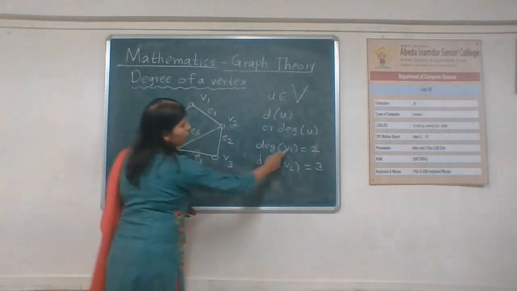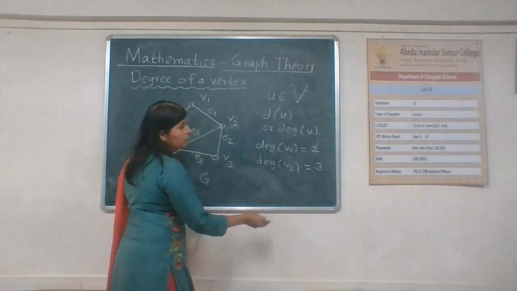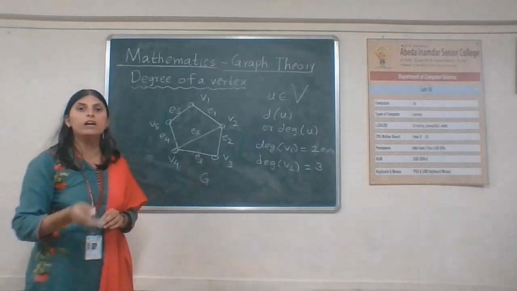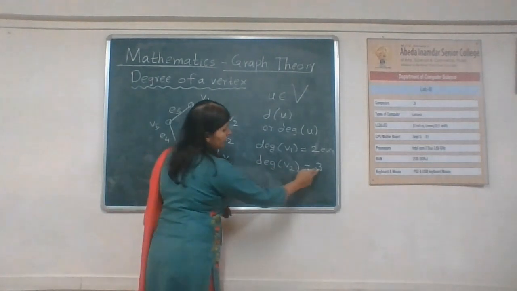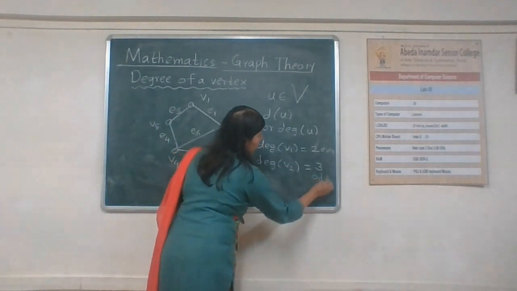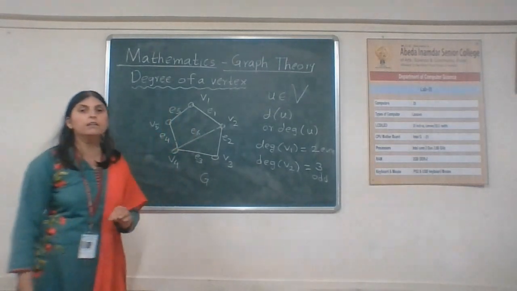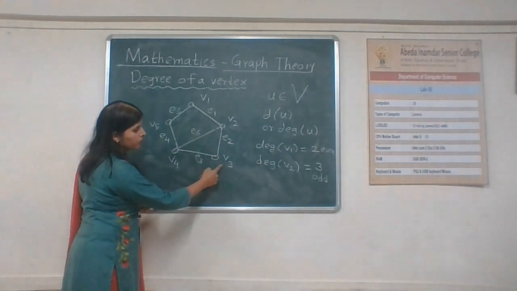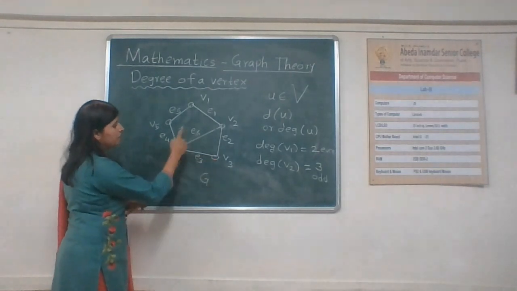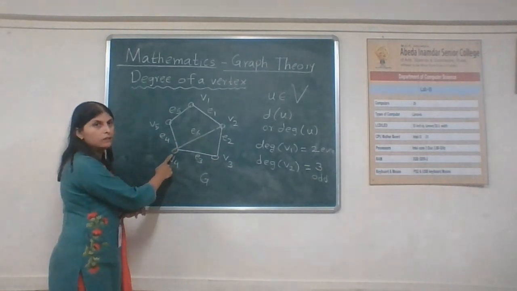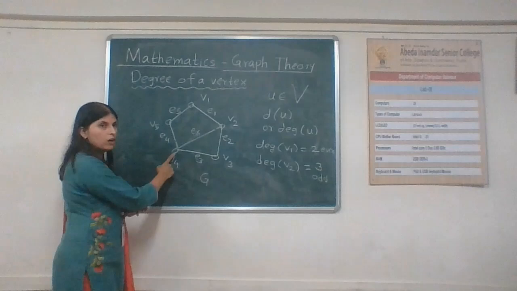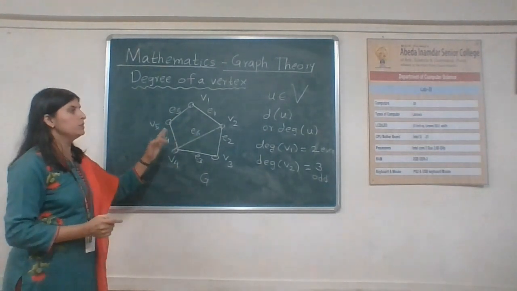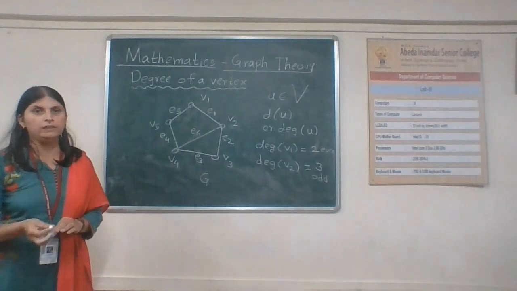So here for V1 degree is 2, that is an even number. So we can say that V1 is an even vertex. For V2 degree is 3, which is an odd number. So V2 is considered as an odd vertex. Same way degree of V3 is 2, which is even. So V3 is an even vertex. Degree of V4 is 3. So V4 is an odd vertex. And V5 has degree 2. So V5 is an even vertex.